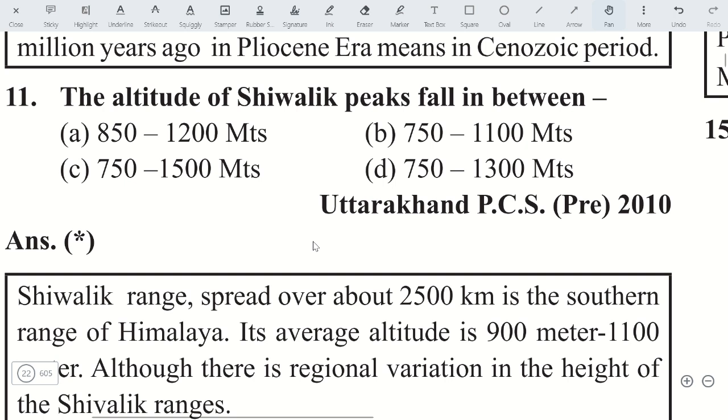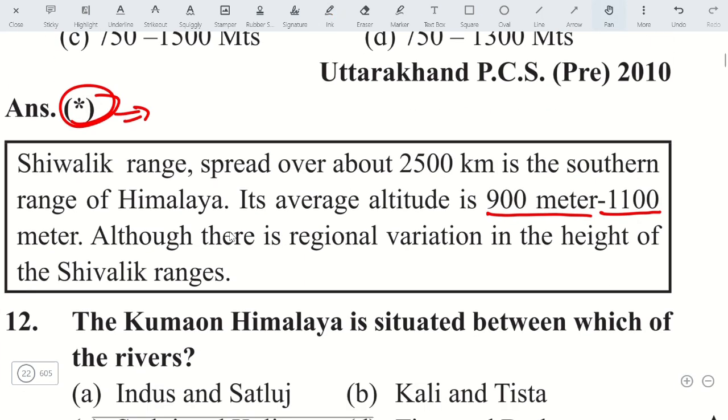Next, the altitude of Shivalik peaks falls in between. Actually, it falls between 900 to 1100. Then the most appropriate answer will be A, but there is some confusion, and they have not given any answer. Let's move on to the next question.